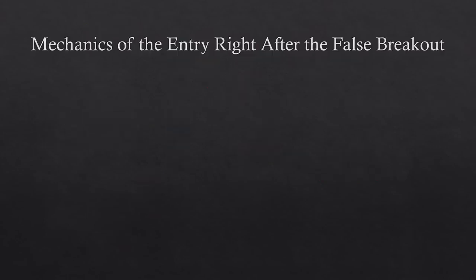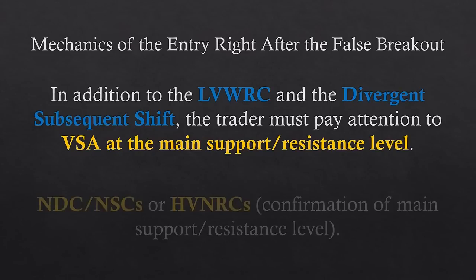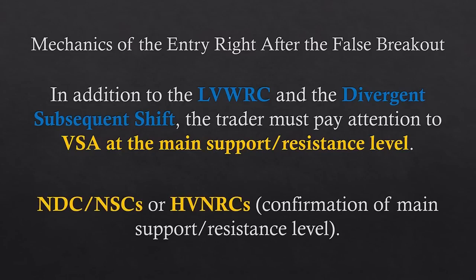Mechanics of the test after the false breakout entry. In addition to everything that was outlined in the false breakout entry, in the test that can occur right after, we want to pay attention to support and resistance breakout analysis in the context of VSA, meaning that we should look for the appearance of no supply or no demand candles, depending on whether we are talking about an accumulation or a distribution structure. We want to see the main breakout level being respected. Another possibility is a narrow range candle with high volume at the support or resistance, which means that the line indeed represents a barrier for price.